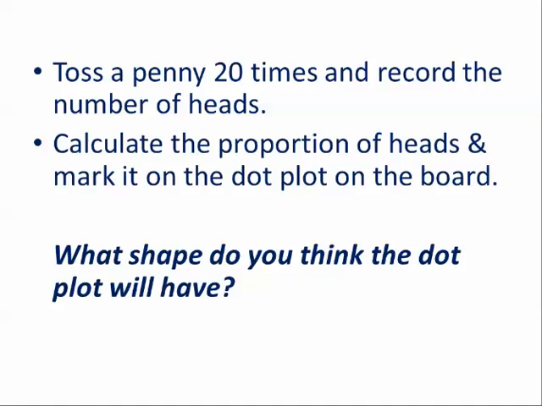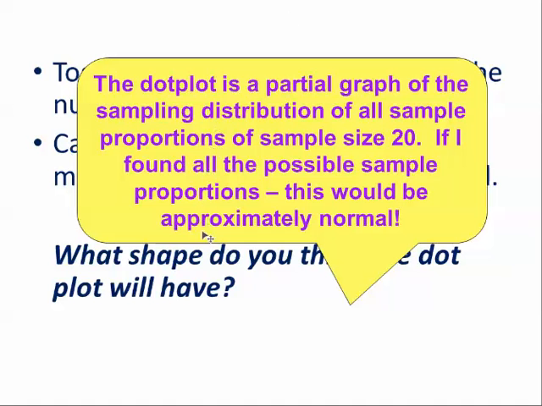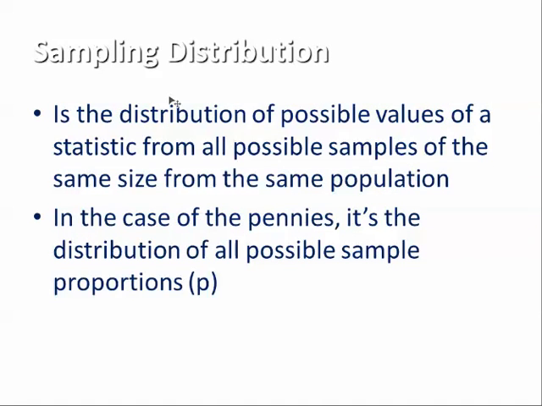Well, based upon the central limit theorem, this 20 times that you're doing it means that your sample size is considered large. And because of that, it's going to turn out to be a normal distribution. It would be approximately normal. So the dot plot is a partial graph of the sampling distribution of all the sample proportions of size 20. If you found all the possible sample proportions, it would be approximately a normal distribution.